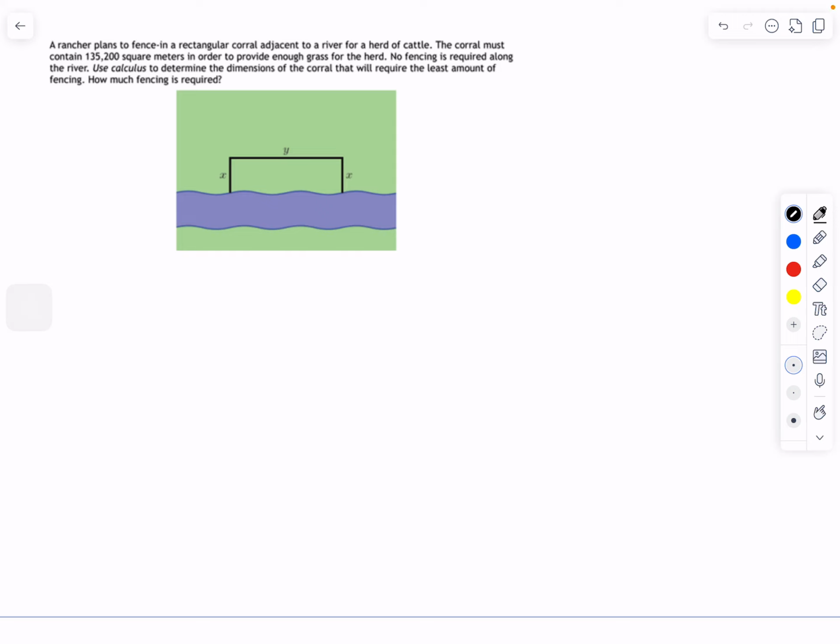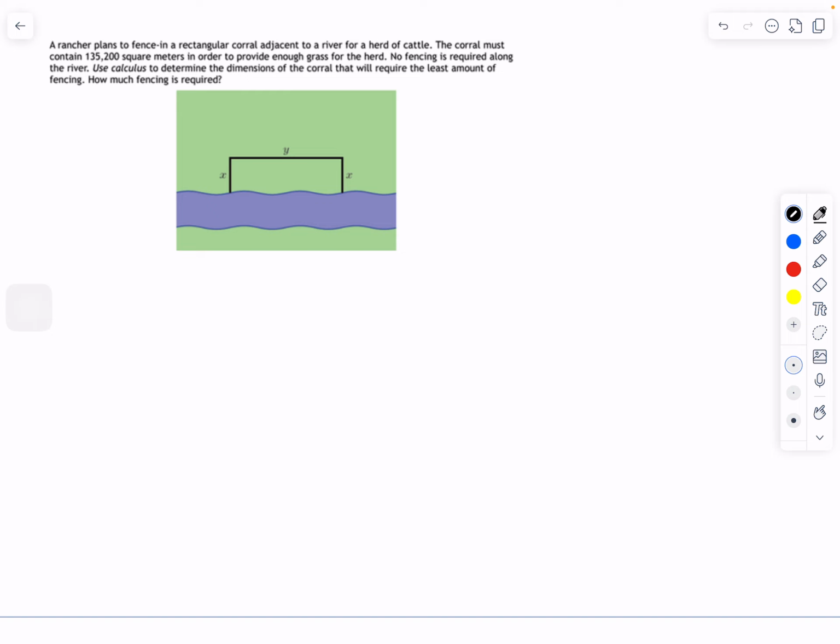A rancher plans to fence in a rectangle corral adjacent to a river for a herd of cattle. The corral must contain 135,200 square meters in order to provide enough grass for the herd. No fences are required along the river. Use calculus to determine the dimensions of the corral that will require the least amount of fencing. How much fencing is required?